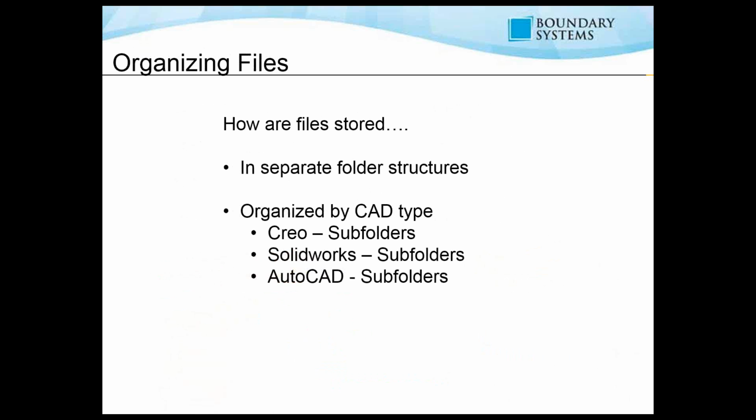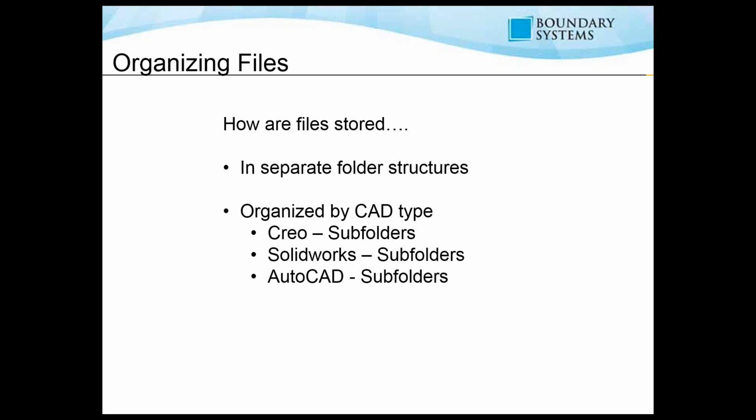Because the way things are done now is when you have those files, they're stored. So you have them stored in your file structures, usually on a hard drive somewhere on a server, and everybody can access them. But each one of them is separated in folder structures. How are they organized? Well, most of the time they're organized by CAD type. So we have them organized where we have CAD files or Creo files. They're organized in this folder structure, which has its subfolder structure. You have SolidWorks files. They're in this subfolder structure. You may have AutoCAD files. They're in the same type of subfolder structure.